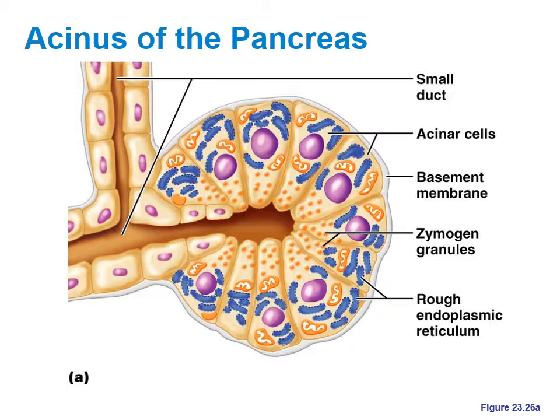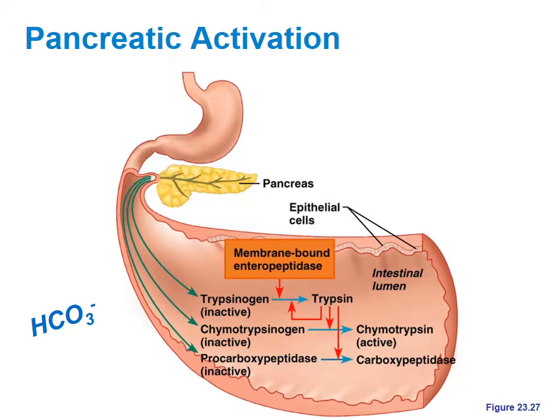Most pancreatic enzymes are released to the duodenum in an inactive form. They will become activated in the duodenum. Those listed here, trypsinogen and chymotrypsinogen, digest proteins once activated. The pancreas also secretes amylase and lipase, and bicarbonate neutralizes the acid in chyme.